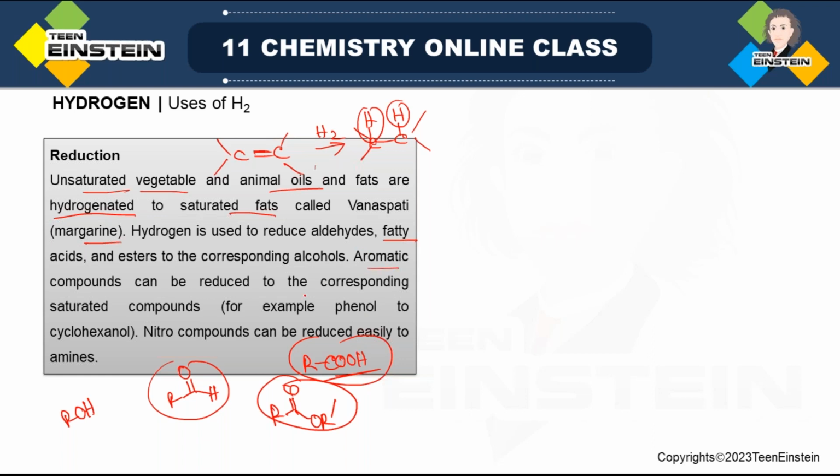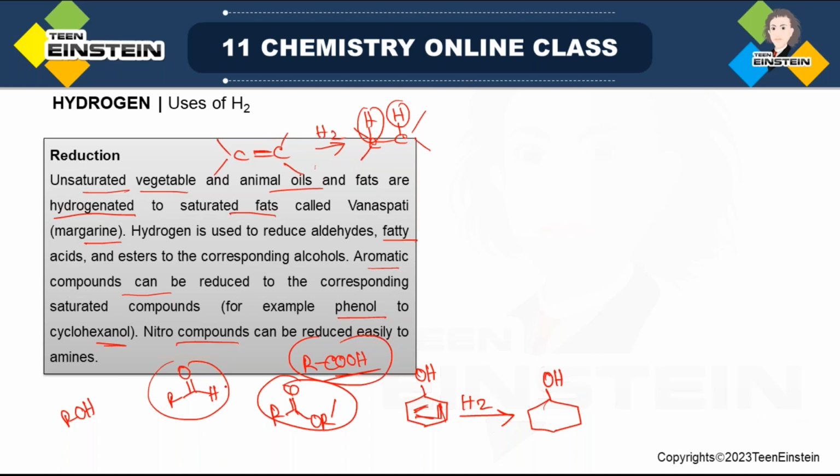Then what about aromatic compounds? If we have some aromatic compounds, they can also be reduced to the corresponding saturated compounds. Now suppose you have taken phenol. Phenol has the structure of an OH group attached to one of the carbons of the benzene ring. When I say aromatic compound reduced in presence of H2, basically all the C=C double bonds present will be converted to saturated bonds. So now it will be cyclohexanol. You can see all these double bonds are no longer present. Fine. So phenol to cyclohexanol.